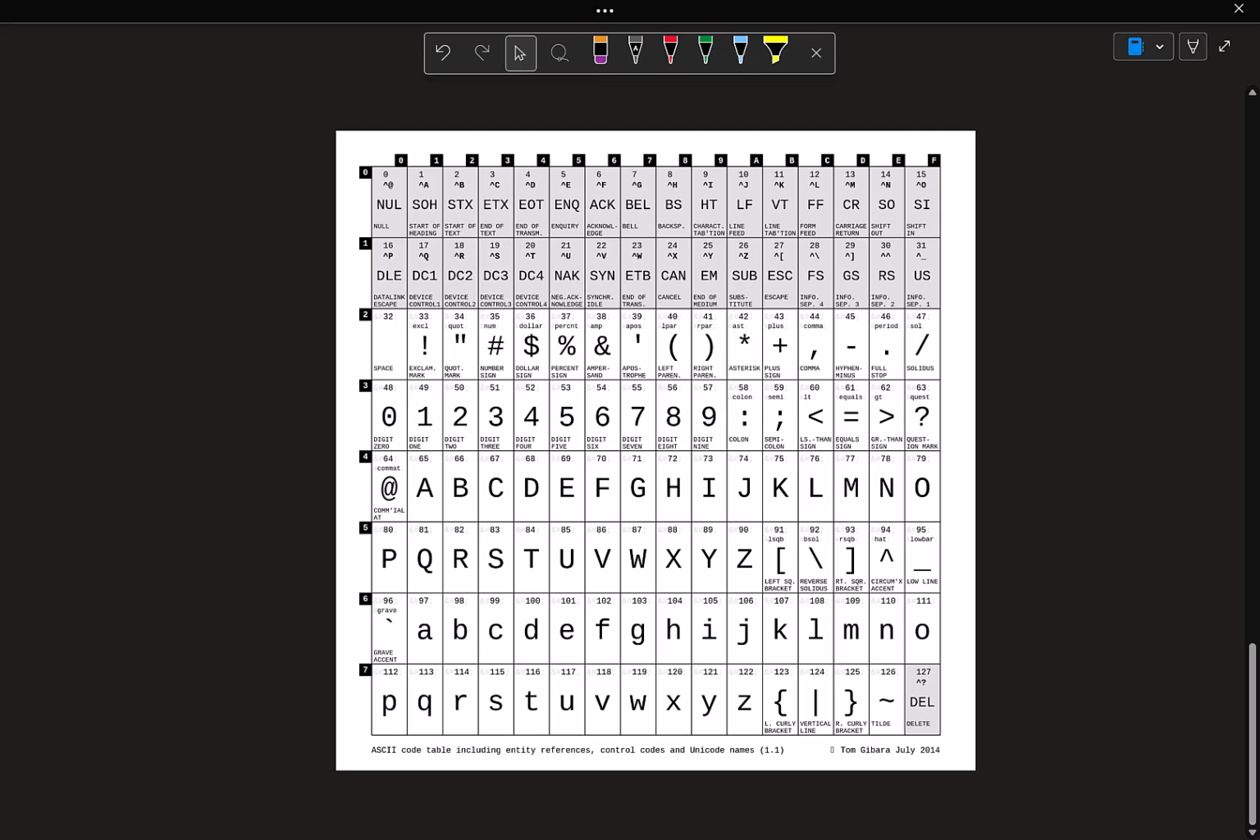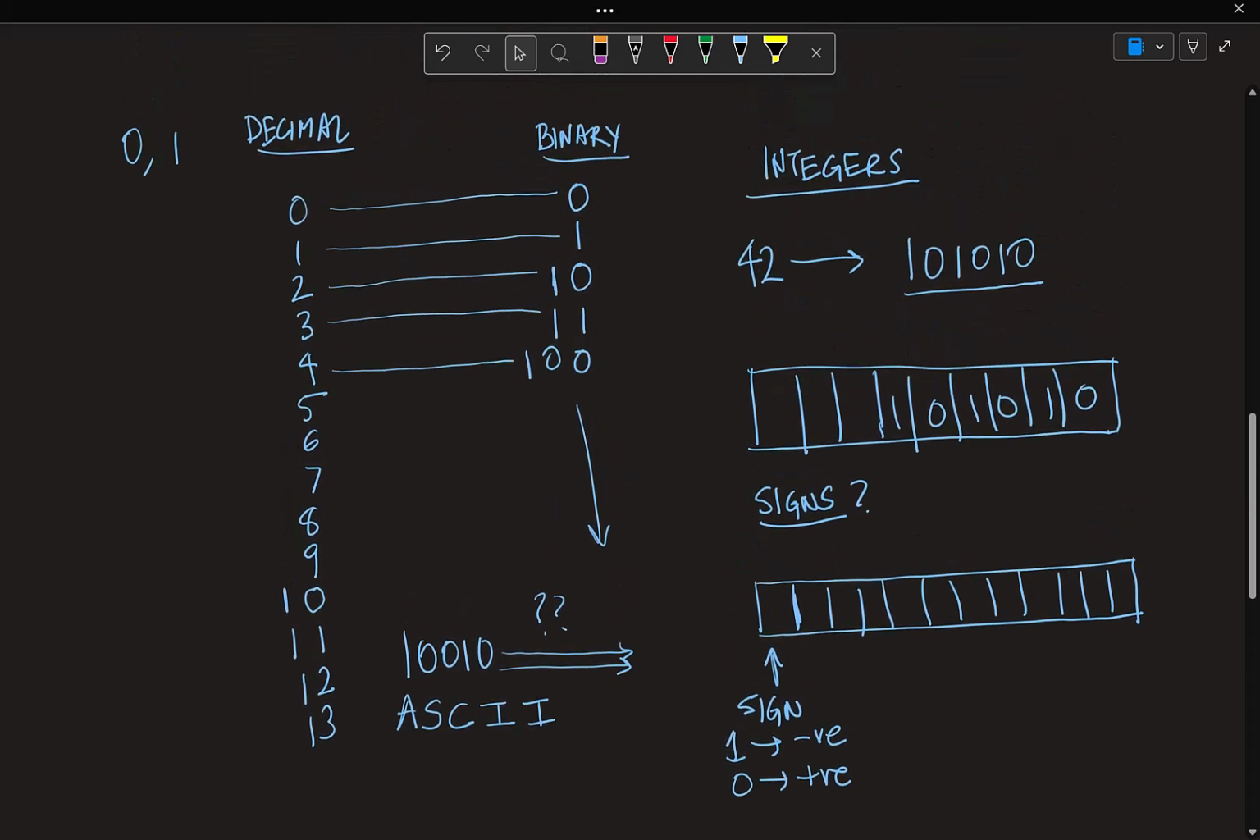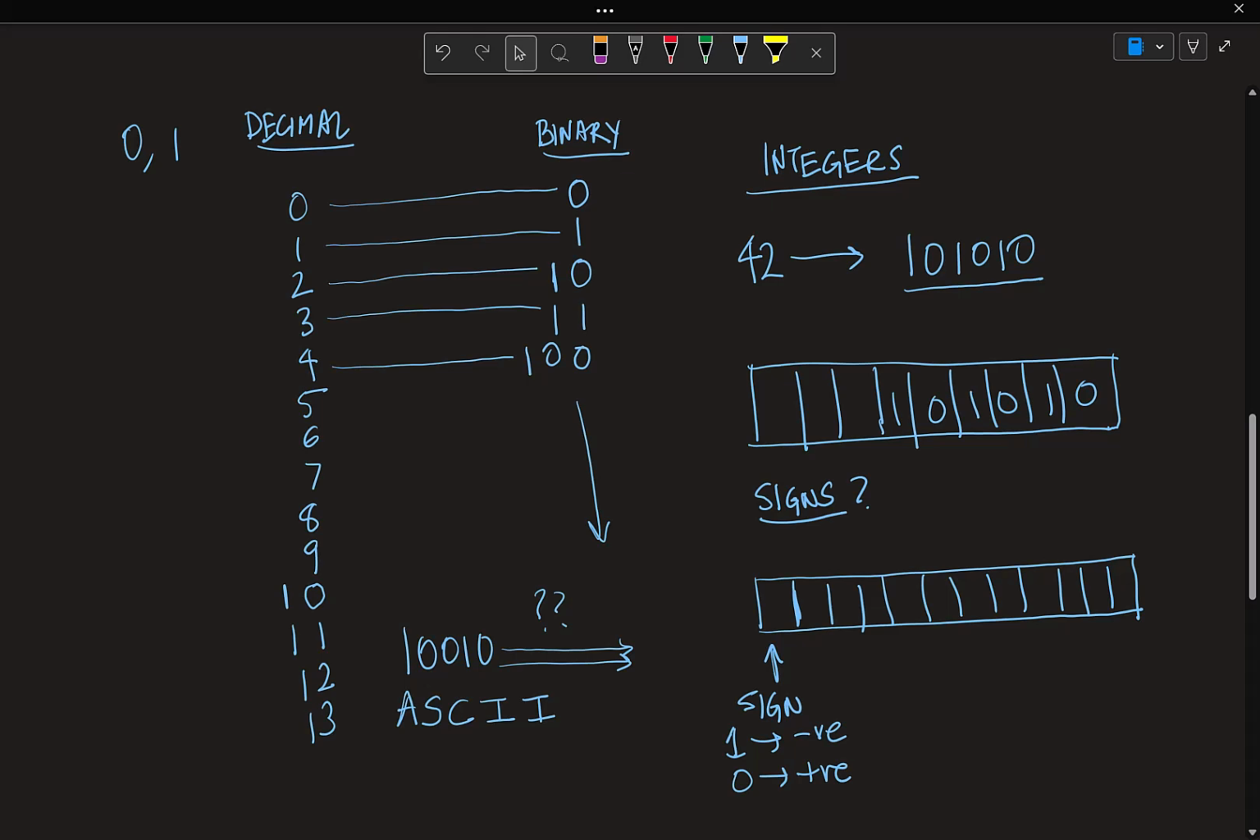where the number 65 is used to represent big A, 66 is used to represent big B, and the number 97 is used to represent little a, and so on and so forth. And therefore, by using a code, the ASCII code, we can represent non-numerical symbols in computer memory.